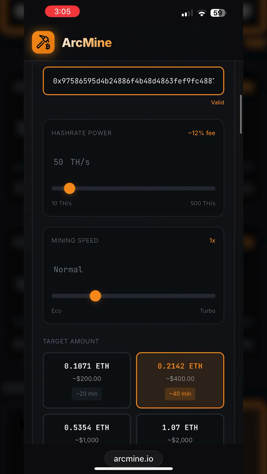Then goes hash rate power. This is basically setting how much mining power gets assigned to the session. It's the foundation. Everything that follows is built on top of whatever this is set to.